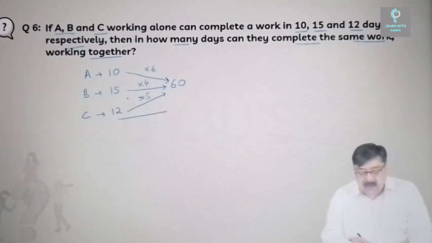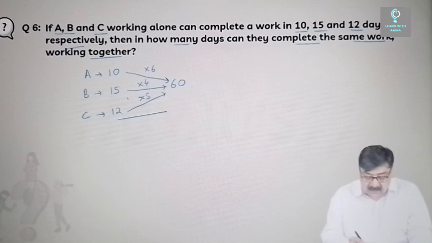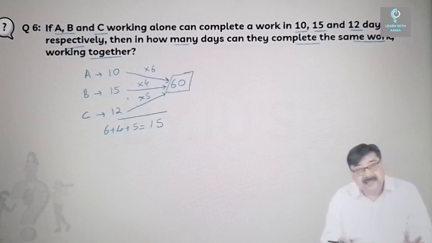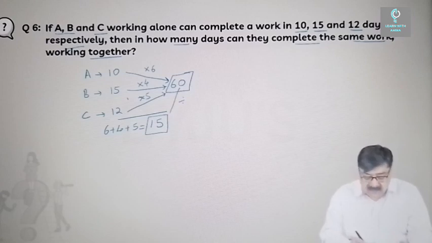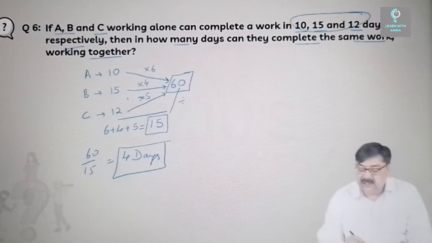So 1 day work of A, B and C combined together will be 6 plus 4 plus 5, that is 15 units. Total number of units is the LCM, that is 60. Number of units completed by A, B and C together in 1 day is 15. So just divide 60 by 15, we get 4. So if A, B and C work together, they will be able to complete the work in 4 days. That's it.